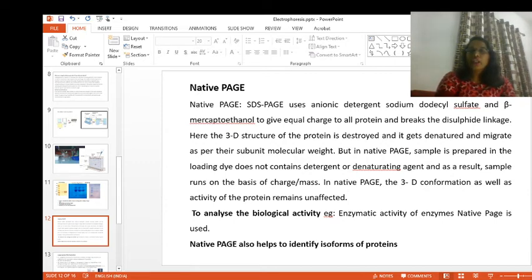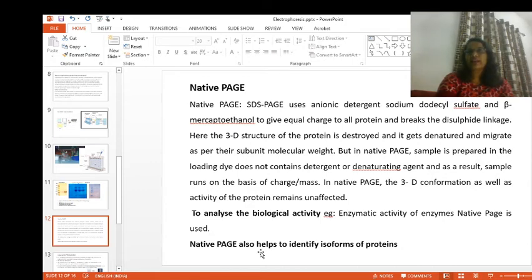And since there is no SDS, the movement of the protein will be based on both charge and mass. Since it's not destroyed, it's in the native form, so we can analyze the biological activity of the protein based on the native PAGE. So, for example, if you want to analyze any enzyme activity of any protein, we can do the native PAGE and then give a suitable substrate to that enzyme and see the enzyme catalyzed reaction in the gel itself in the case of native PAGE.